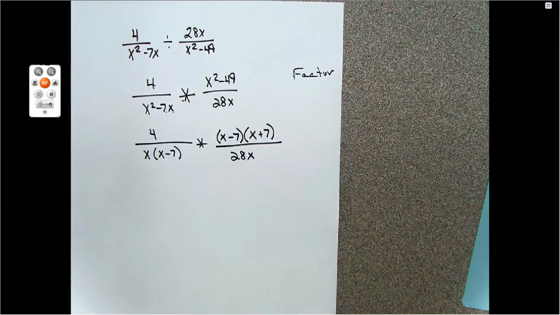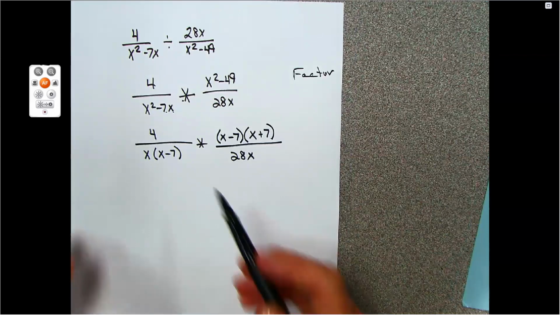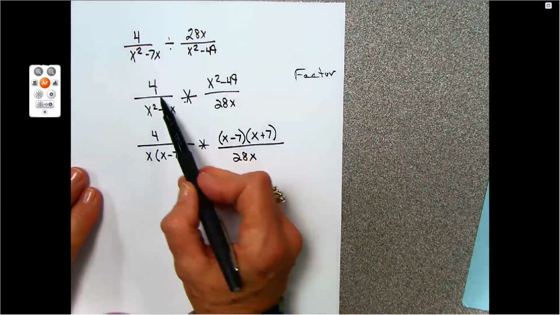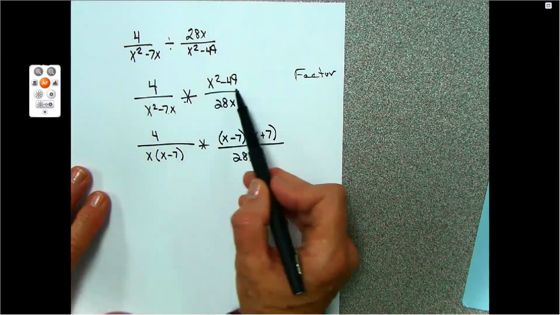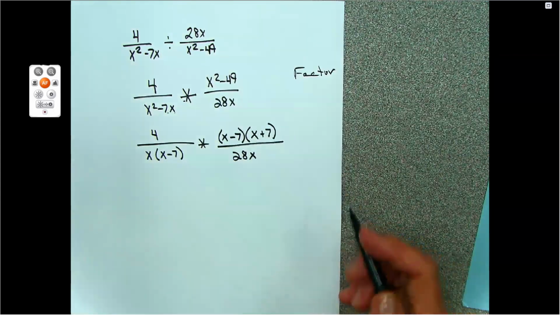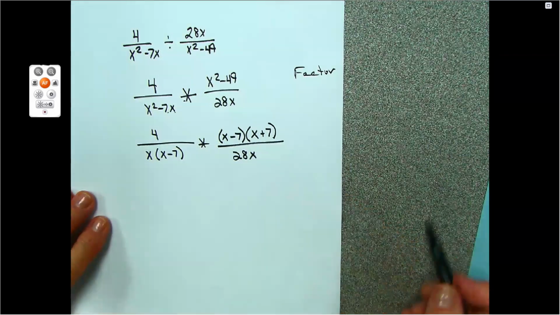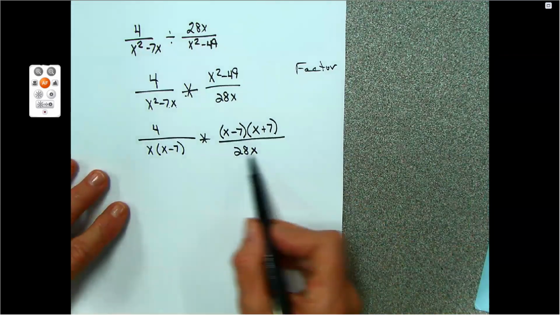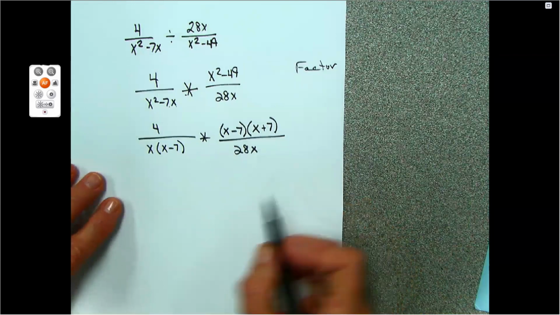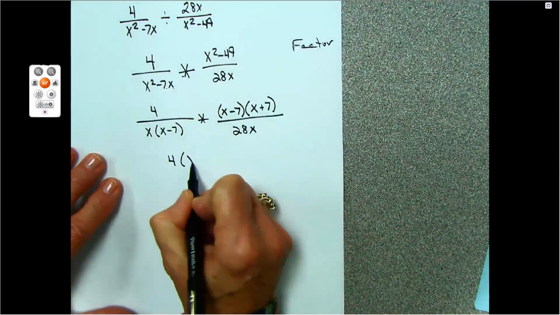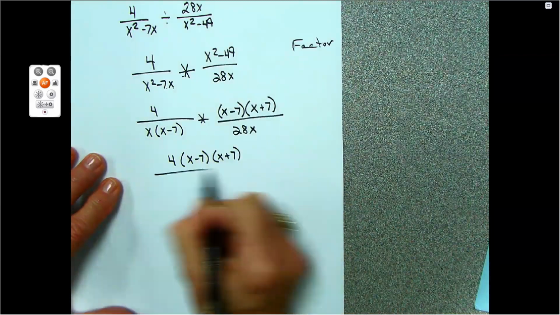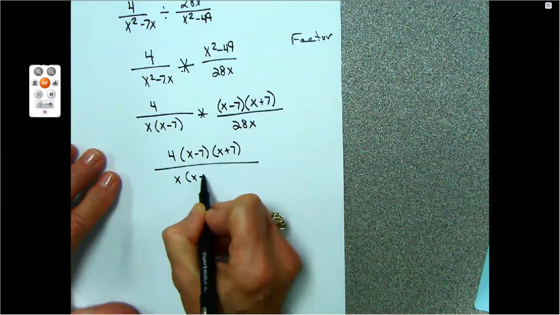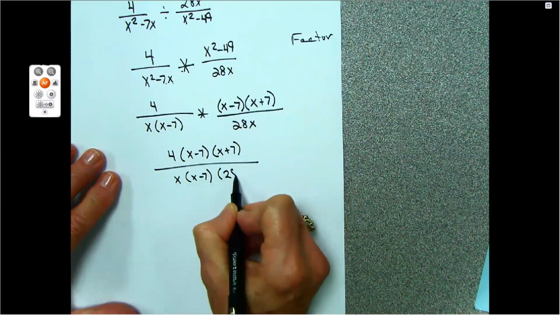Now that is all multiplication. Here I had multiplication, but I was adding and or subtracting terms. Now I'm multiplying all terms in the numerator, multiplying all terms in the denominator. 4 times x minus 7 times x plus 7 all over x times x minus 7 times 28x.